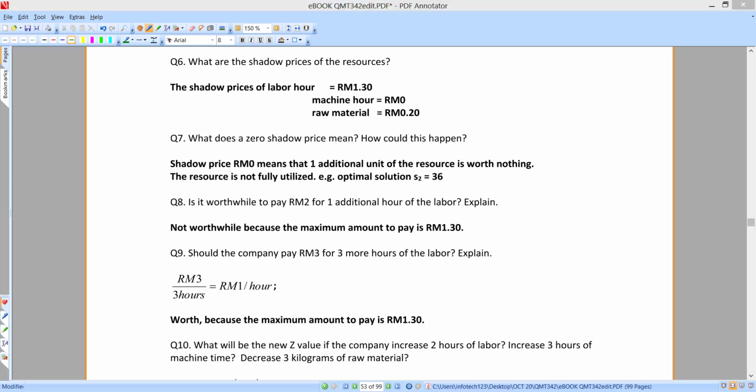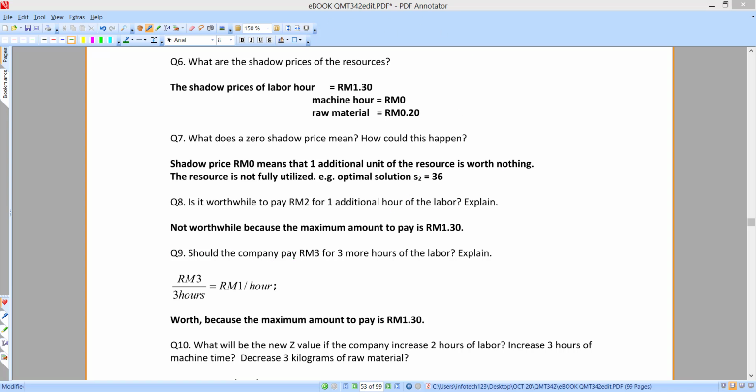Okay, question 7. What does a zero shadow price mean? How could this happen? So this means that one additional unit of the resource is worth nothing. This happened because the resource is not fully utilized. That is, S2 we have left about 36 unit or 36 hours. Question 8. Is it worthwhile to pay RM2 for one additional hour of the labor? Explain. Not worth, because the maximum amount to pay is only RM1.30. We refer to the shadow price value.